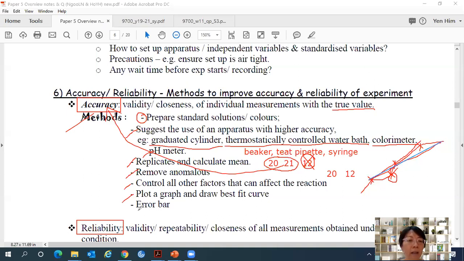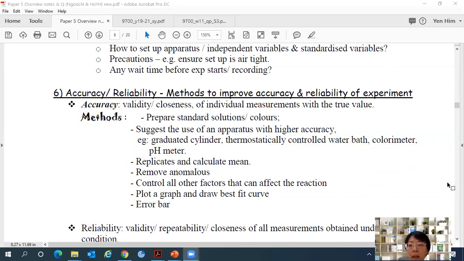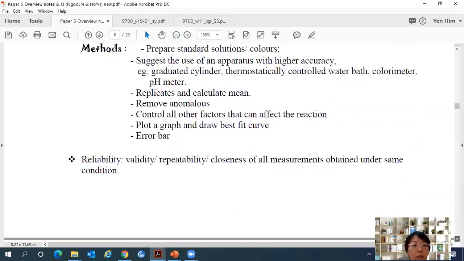Error bar. What is an error bar? You will learn it later. You can use the error bar to find out the accuracy of your reading. That one is statistics. So this is for accuracy, how to improve accuracy in your experiment. Now, the next one is reliability.